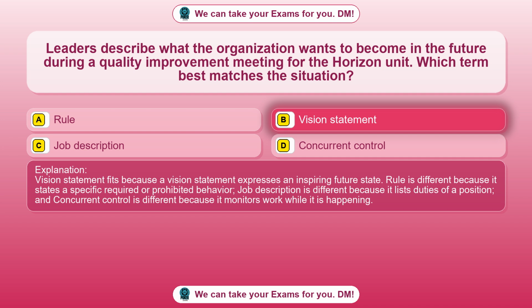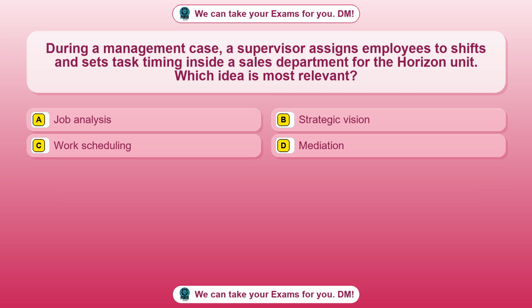Job description is different because it lists duties of a position, and concurrent control is different because it monitors work while it is happening. Question 74. During a management case, a supervisor assigns employees to shifts and sets task timing inside a sales department for the Horizon unit. Which idea is most relevant?